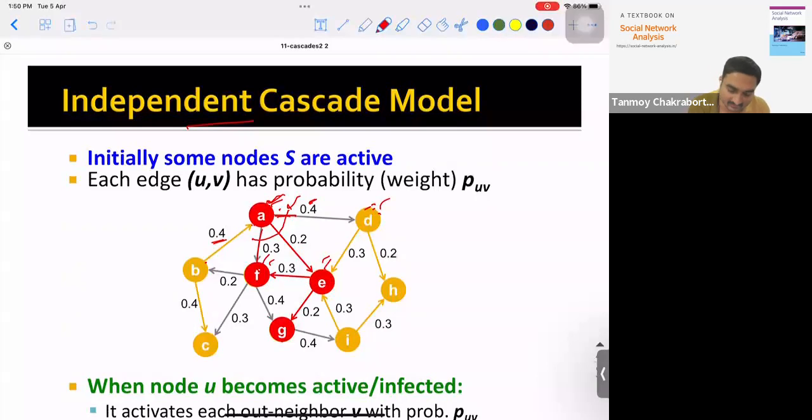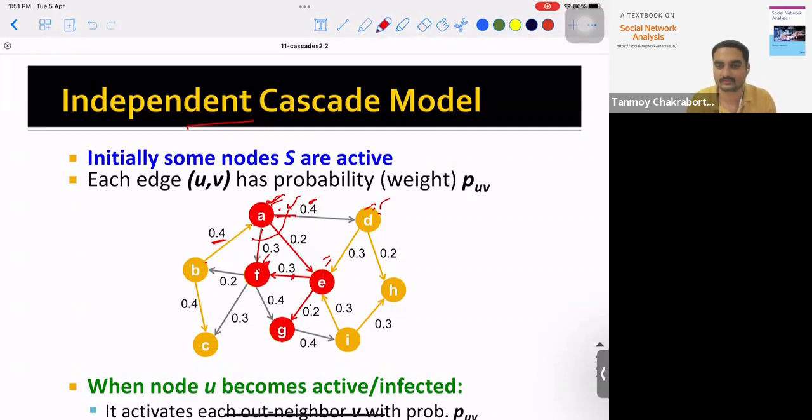Then again, you start from A. You choose each of its outgoing edges, this one and this one, independently, and toss coins, and you decide whether to infect the next one. And remember, since F has already been infected, there is no point in choosing this edge.